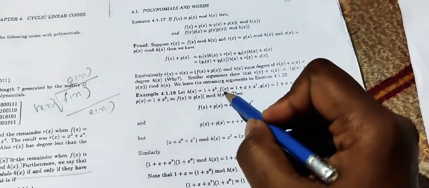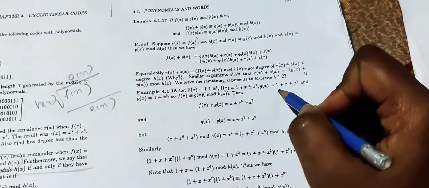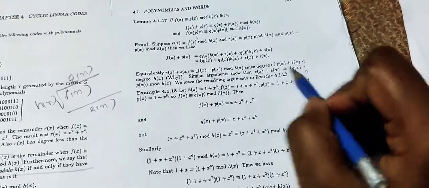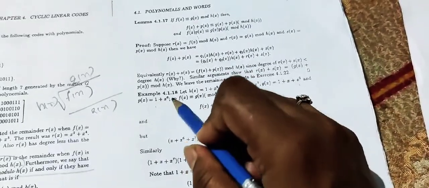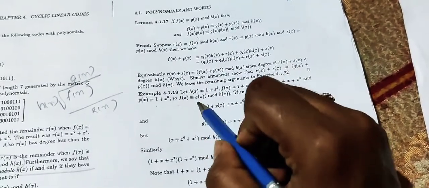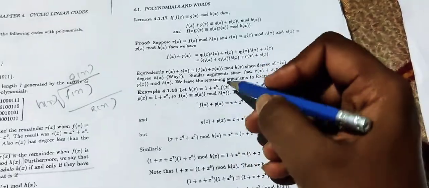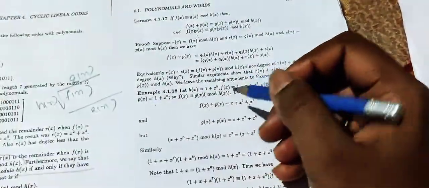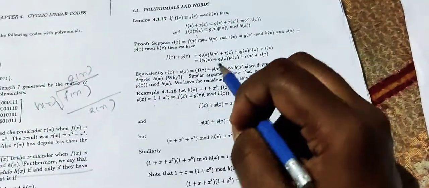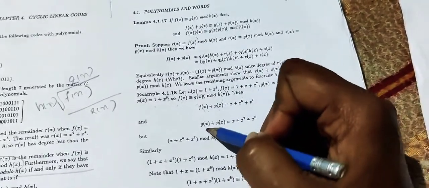Here H of x is 1 plus x raised to 5, F of x is 1 plus x raised to 7, and G of x is 1 plus x square. So here P of x is 1 plus x raised to 6. So F of x is congruent to G of x mod H of x. The same lemma, the same details. So first we find F of x plus P of x, and next G of x plus P of x.